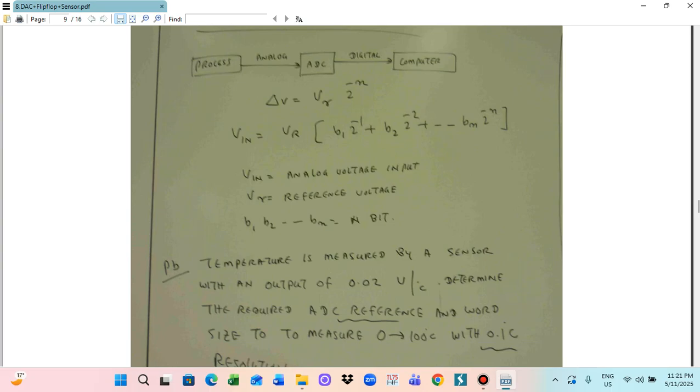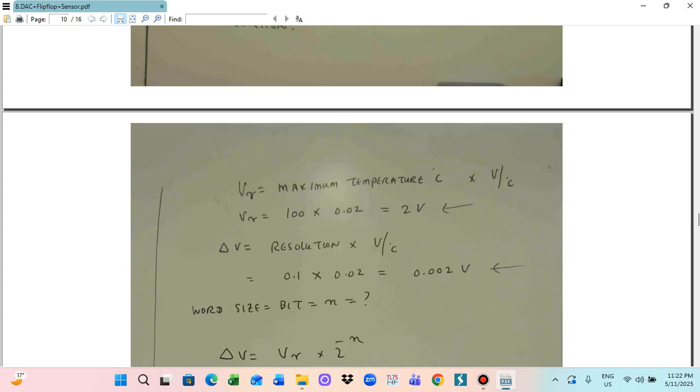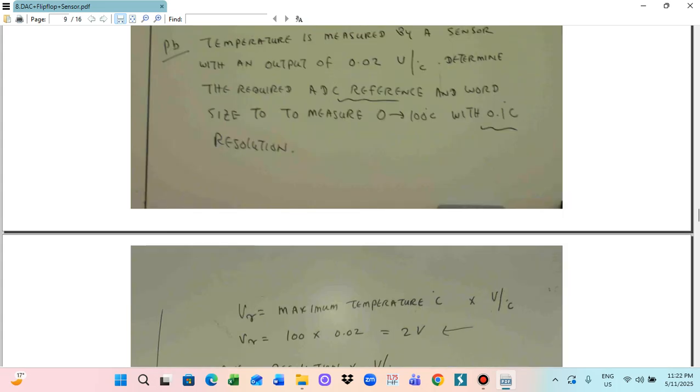V1, V2 to VN is an n-bit. So in this case, we do this one problem. Temperature is measured by a sensor with an output of 0.02 volt per degree centigrade. We need to determine the required analog-to-digital reference and the word size to measure 0 to 100 degree centigrade with 0.1 degree centigrade resolution.